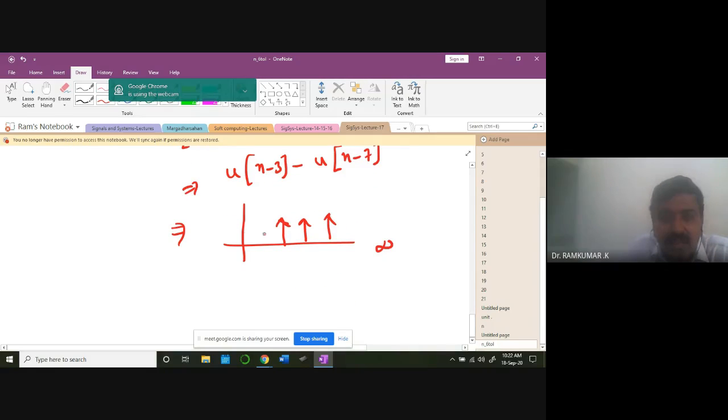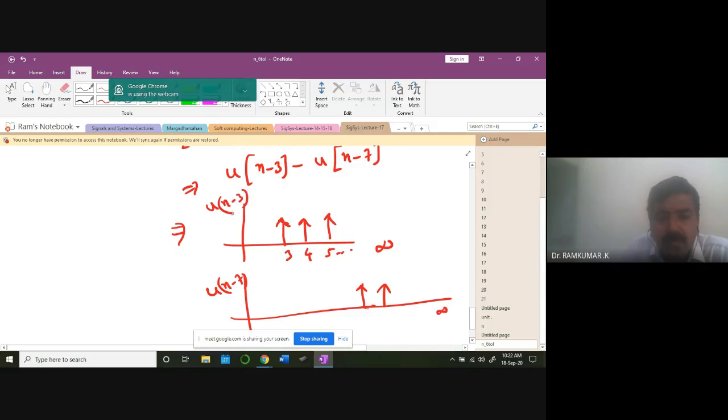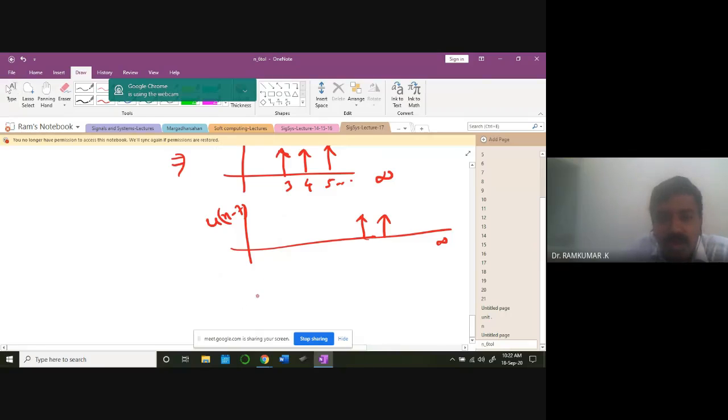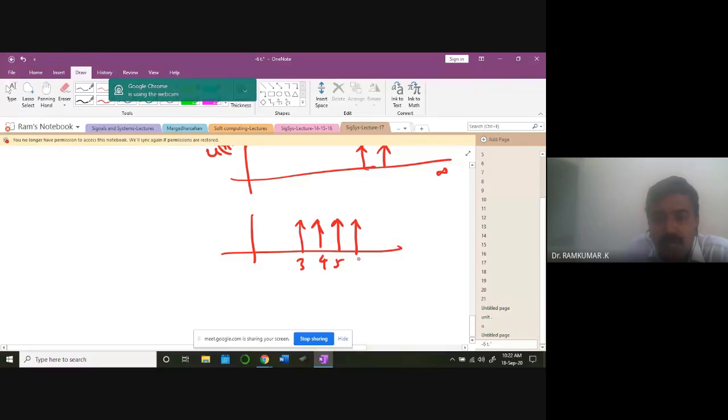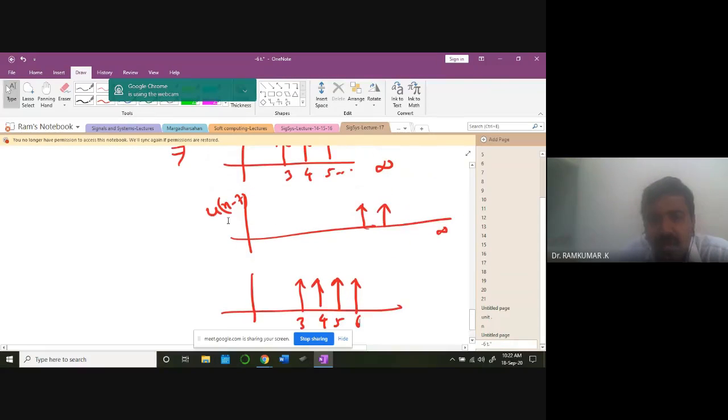The second signal is 3, 4, 5, it goes on. The second signal is going to start from 7. Okay? It goes up to infinity. And these two signals you are subtracting. When you subtract, what do you get? You get 3, 4, 5, 6. That's all. So totally 4 samples I'll be getting. So this is the signal you'll be looking forward to. So plug in values for n, that's all. Then this is u of n minus 3 minus u of n minus 7.